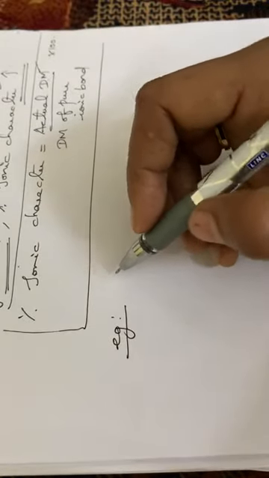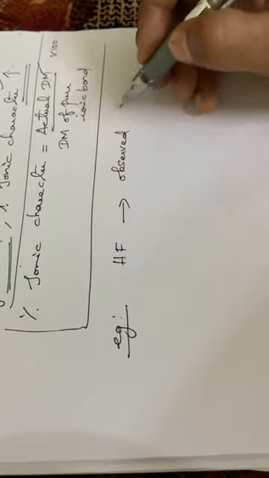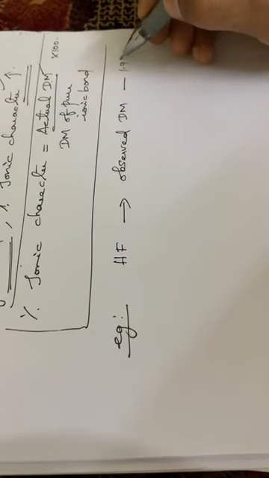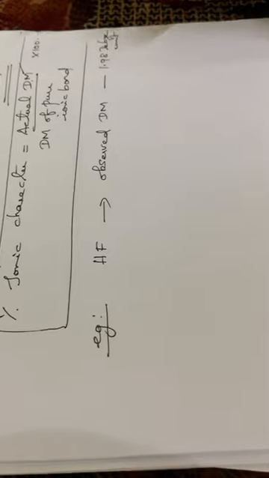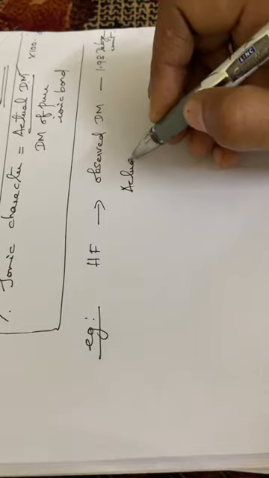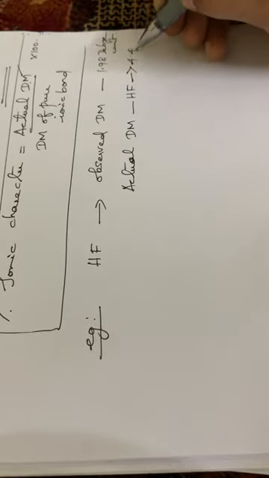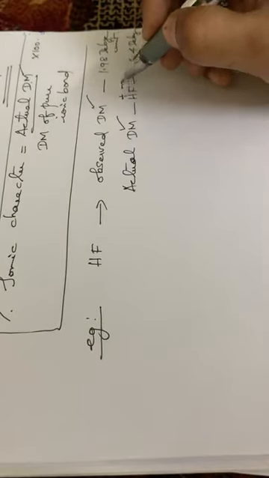Some values are given in your textbook also, and one example I will be illustrating here. For example, the HF molecule: the observed dipole moment of the HF molecule is 1.98 debye units. The unit for dipole moment is debye, isn't it? And the dipole moment calculated for the pure ionic structure of the HF molecule is 4.4 debye units.